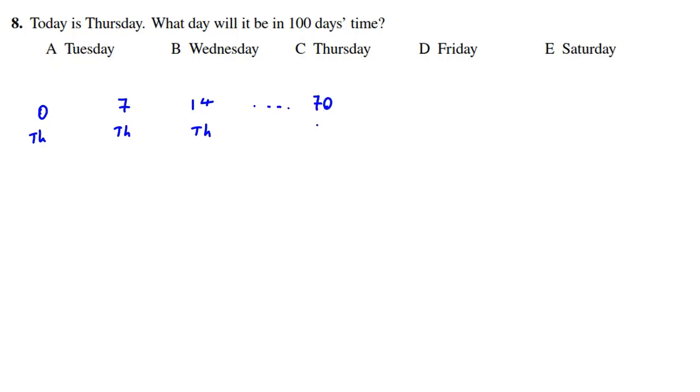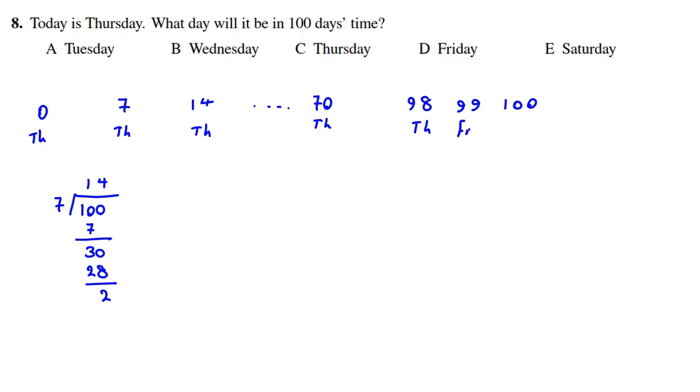70 days after today is also Thursday. These are multiples of 7. The last multiple of 7 is 98. How can we understand it? Because if you divide 100 by 7, it will be 14, since 14 times 7 is 98. The remainder is 2. So 98 is Thursday, then 99, 100. After Thursday we have Friday, and after Friday we have Saturday. So the answer is E.